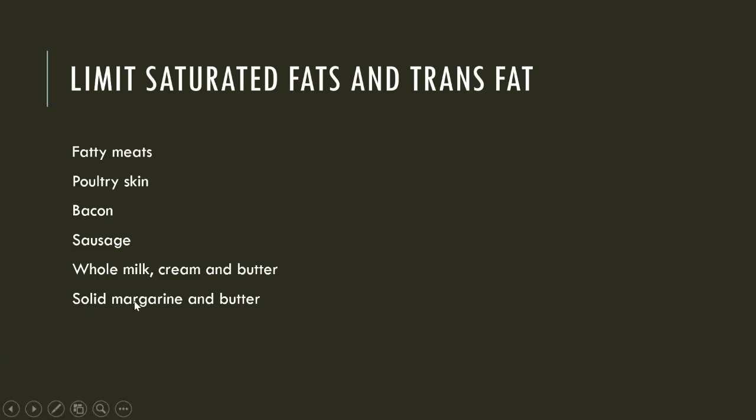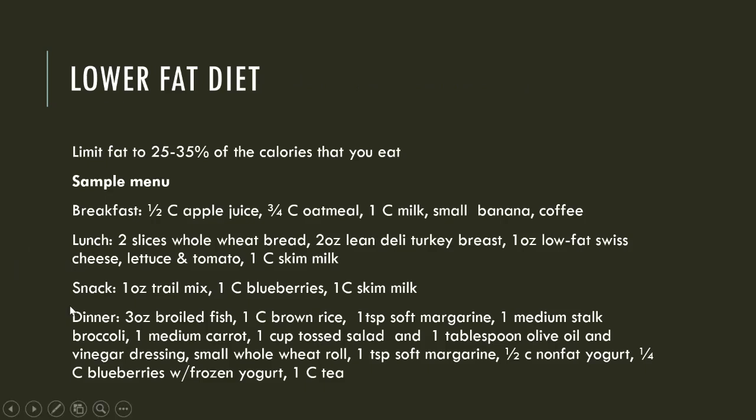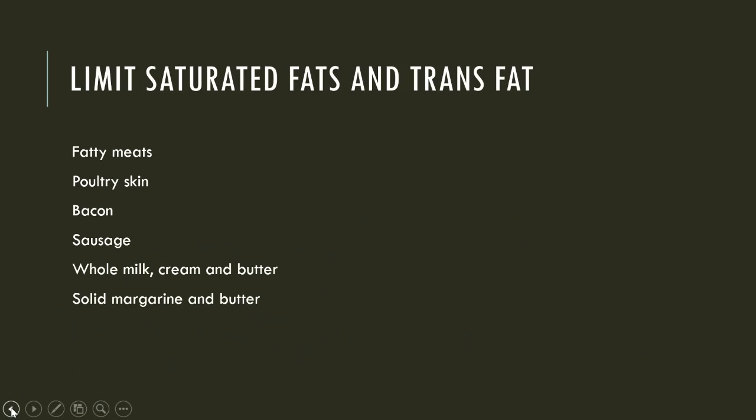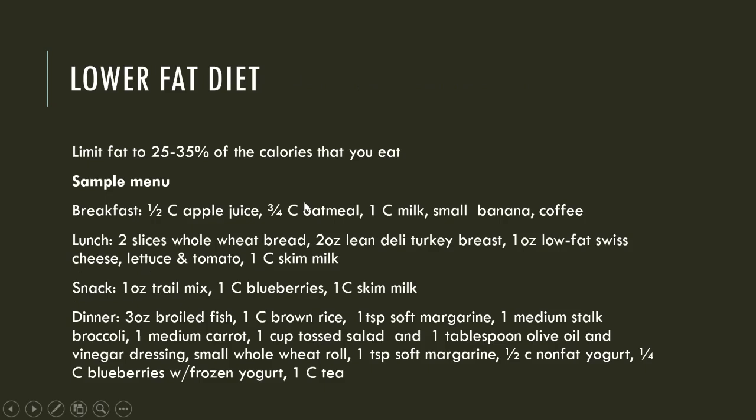So, what you want to use instead of the solid margarine or butter, you want to use the softer tub margarine. Instead of using whole milk, you want to use skim milk or low fat milk. Instead of having maybe bacon or sausage for breakfast, you might want to try Canadian bacon. And again, instead of having the skin on your chicken or turkey, you want to just remove the skin, and that's going to help to eliminate some of the saturated fat.